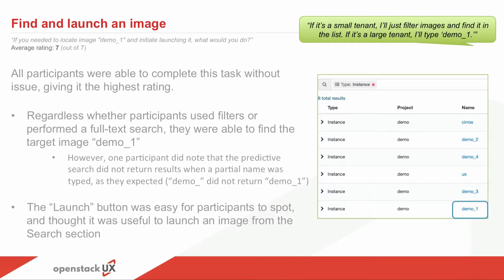We also had an interesting quote: a participant said if it's a small tenant, they might just filter for images and find it in whatever list showed up. But if it was larger, they might want to winnow further and type the actual name. In completing this task, finding the launch button was very easy, and it was seen as a very useful feature to have, as launching an image is a pretty common task to do.